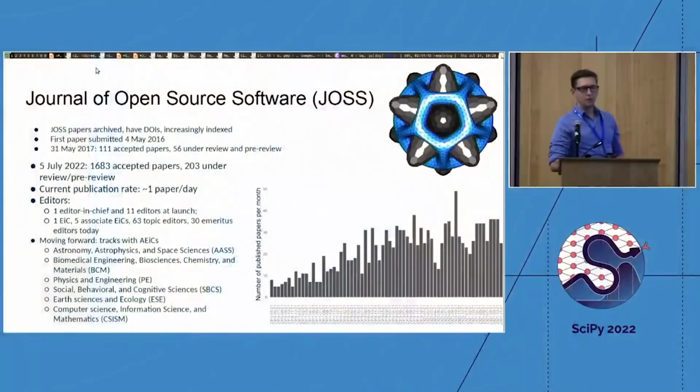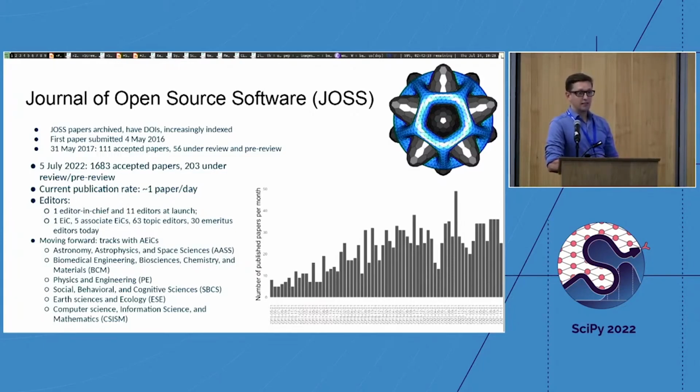Hi, everyone. I'm one of the associate editors-in-chief of JOSS, the Journal of Open Source Software. We've been pretty active in the SciPy community since we started 7 years ago. If you aren't familiar, it's a developer-friendly academic journal for publishing research software packages. I don't have that much time, so if you would like to learn more, feel free to ask questions in Slack or find me afterwards.